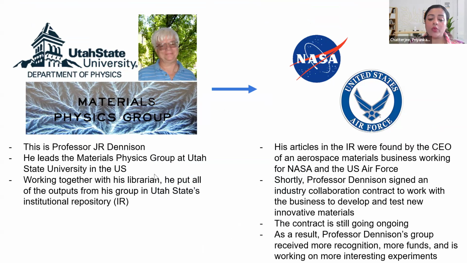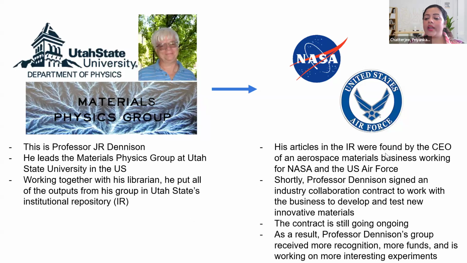He was working together with his library, and he put all the output from his group in the Utah State institutional repository. So they have the Digital Commons Data repository, and he put all his findings from the work that he did into the repository. What did that do once it was in the repository?